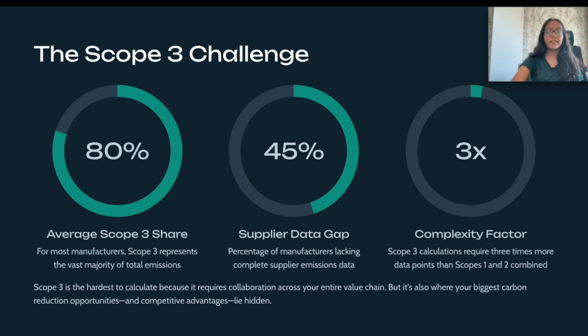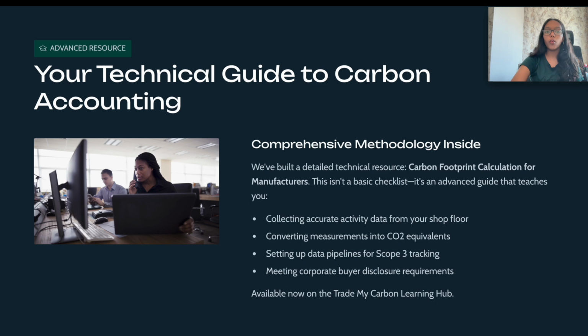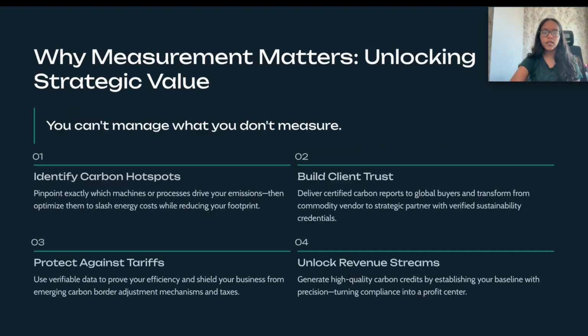We know this is complex. That is why we haven't given you a basic checklist. We've built a comprehensive technical resource titled Carbon Footprint Calculation for Manufacturers. As you'll see on the Learning Hub, we've tagged this guide as advanced because it doesn't cut corners. It teaches you the actual methodology for collecting activity data from your shop floor and converting it into CO2 equivalents. It helps you set up the data pipelines you need to track those difficult Scope 3 emissions from your suppliers, something your corporate buyers are likely already demanding from you.